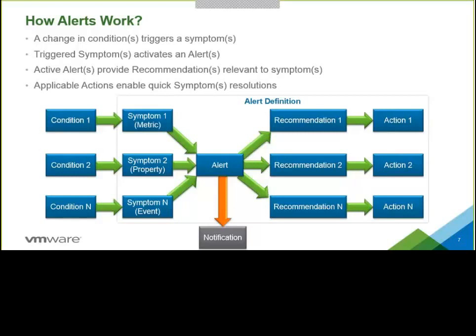But yeah, you can have a combination of metric, property, and event-based symptoms in a single alert as you see over here. And within that alert, you can have recommendations which are nothing but, let's say, a KB article or steps to solve a particular problem. And those recommendations are something which your operations person who has received that alert would look at and then take an action. Now that action could be manual, or you can also leverage actions which are available within the system. So for instance, actions like powering on a virtual machine or powering off a virtual machine, adding CPUs, adding memory.